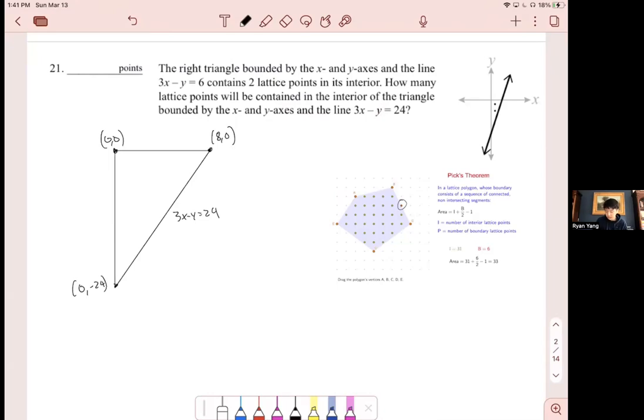Firstly, we know what the area is. Since this is a right triangle, the area is 8 times 24 over 2, which is 96. Number of boundary points: there are going to be 9 on this side because 0 through 8. Along this side, there will be 25 because 0, 0, 0, negative 1, all the way to 0, negative 24.